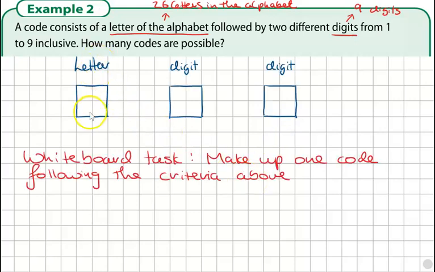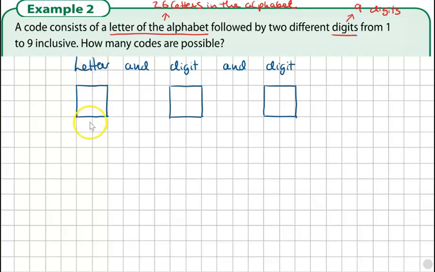So we have a letter, and then a digit, and then another digit. So this is our code. It's got 3 symbols in it: a letter, then a digit, and a digit.